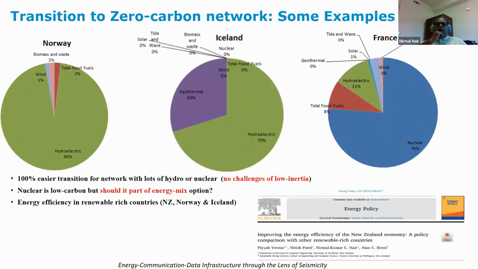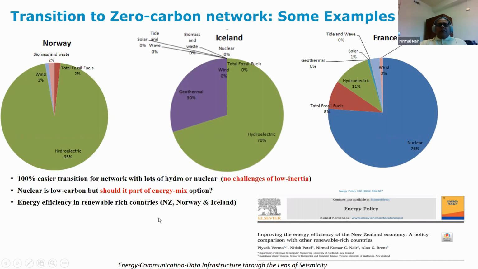For some countries, it's good to compare countries which are close to a 100% zero-carbon network. The three examples I have posted here are Norway, Iceland, and France. In Norway, you can see 95% of its electricity system is hydro, with about 2% fossil fuels. Iceland is almost close to 100% hydro and geothermal. I also put the picture of France because certain countries will follow the nuclear template. Nuclear fission accounts for almost 76%. So different countries are going to follow different journeys.